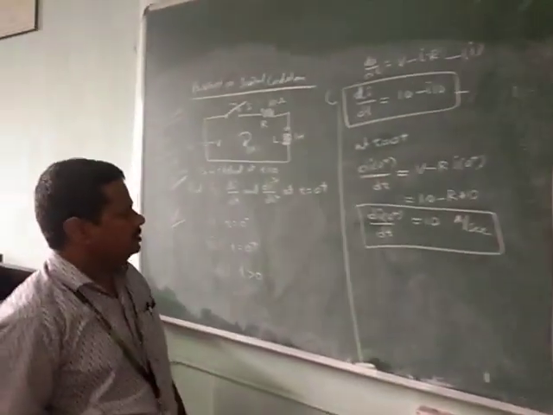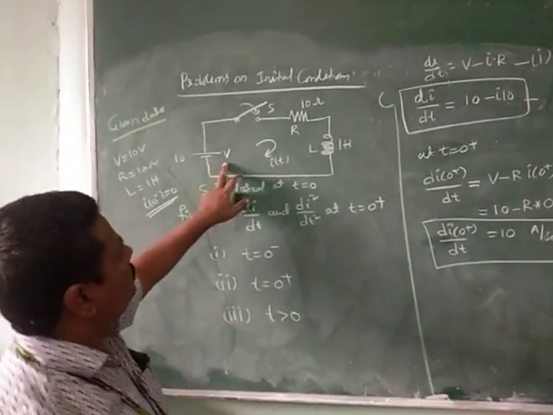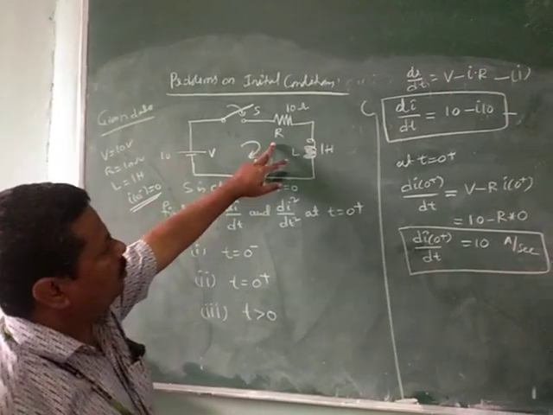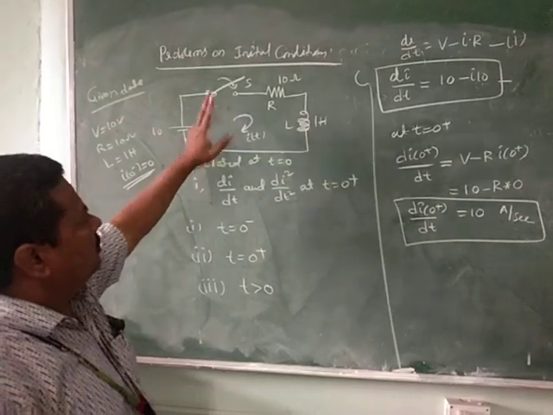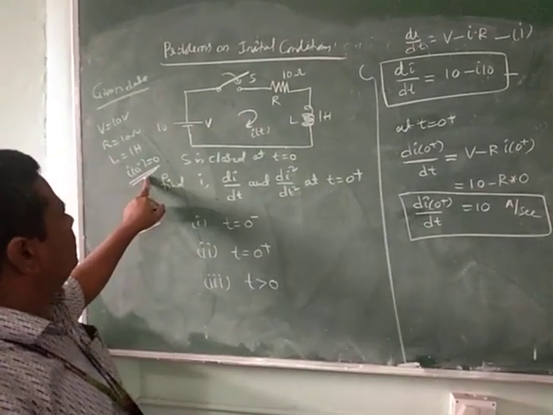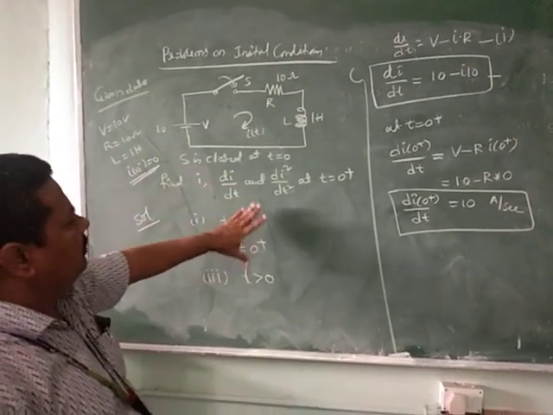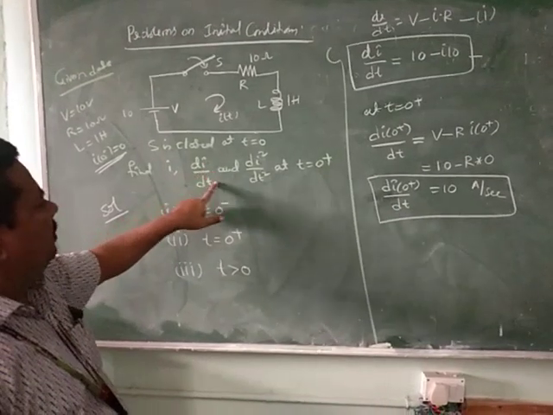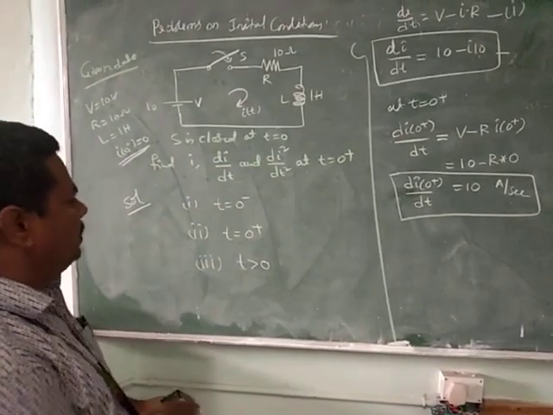Okay, like that, this is the problem. If the given is a voltage source, one switch is closed at t is equal to 0 and two components, resistor and inductor. Switch is closed at t is equal to 0 and the initial condition is the initial current through the inductor is 0. Then find the current at different cases and also find the di by dt and d square i by dt square at t is equal to 0 plus.